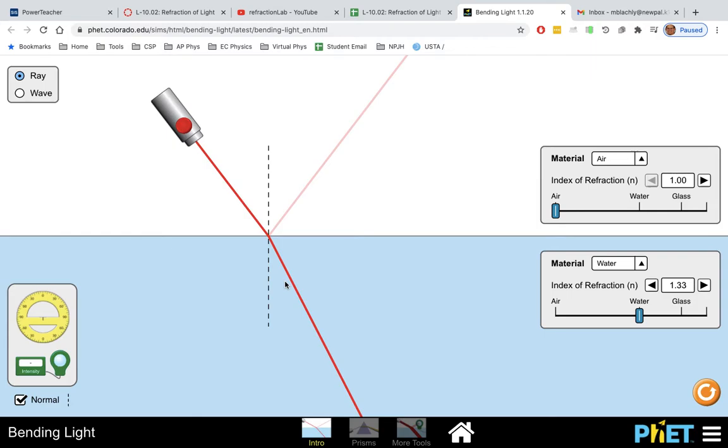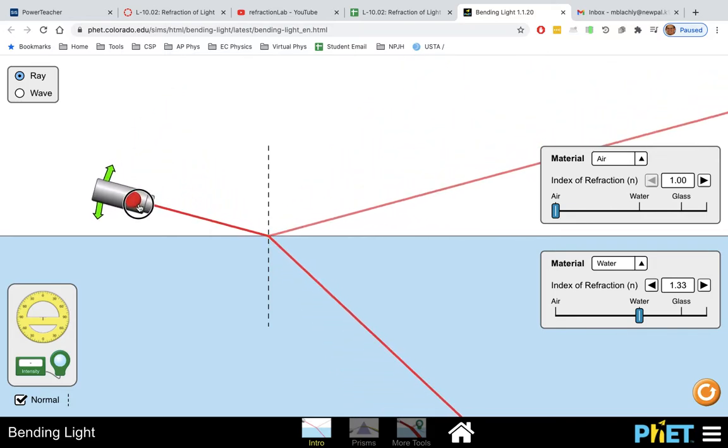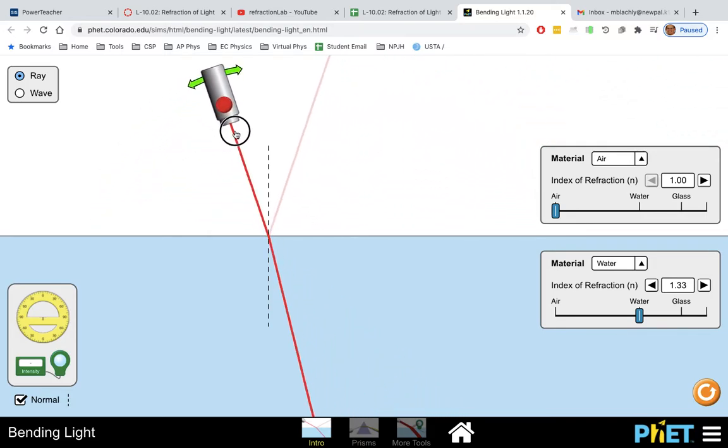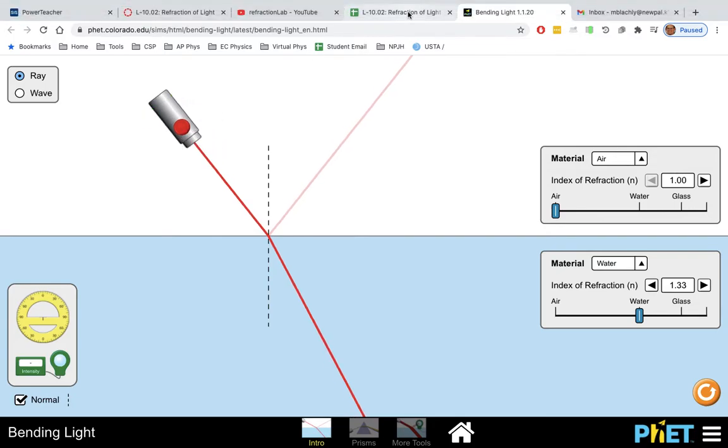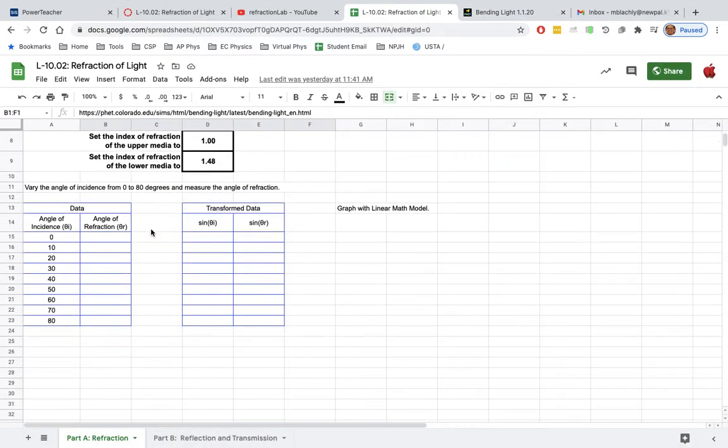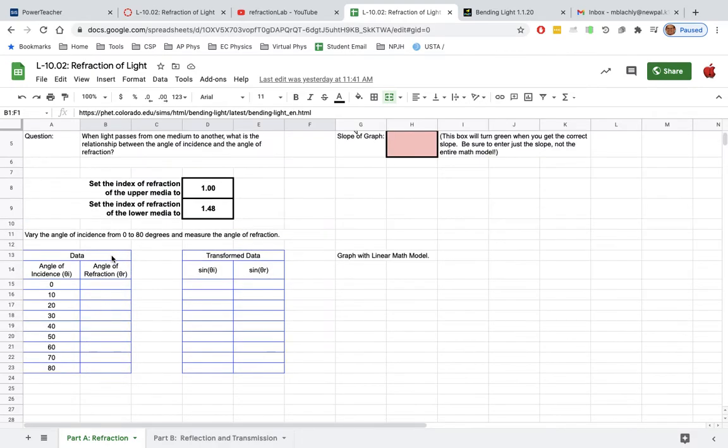Okay, now remember, a medium is something that a disturbance or a wave travels through. So the wave travels through air, and then when it goes into water, it bends. And how much it bends depends on its angle. So you are going to do an experiment. So in your lab, you are going to change the angle of incidence, and you are going to measure the angle of refraction. Okay, so let's talk about what those are.